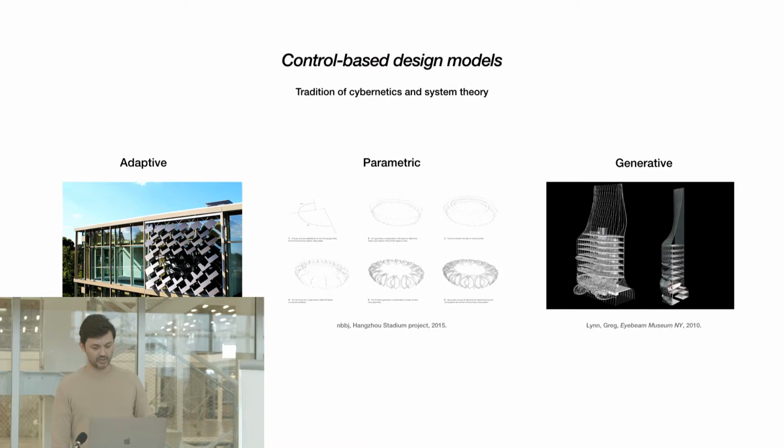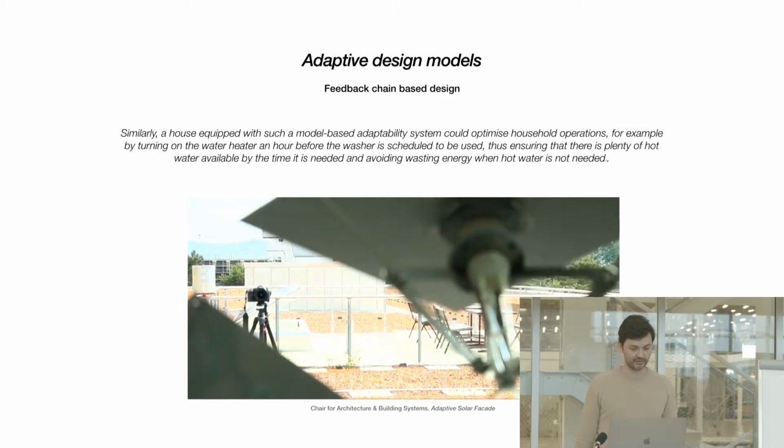Yeah? So according to which control mechanisms you implement, you can again start to differentiate between different approaches to control-based design. And I would say that you can definitely distinguish between adaptive models, parametric models, and generative models. So this is my assumption. Let me try to explain what I mean and also show you what kind of models we talk about.